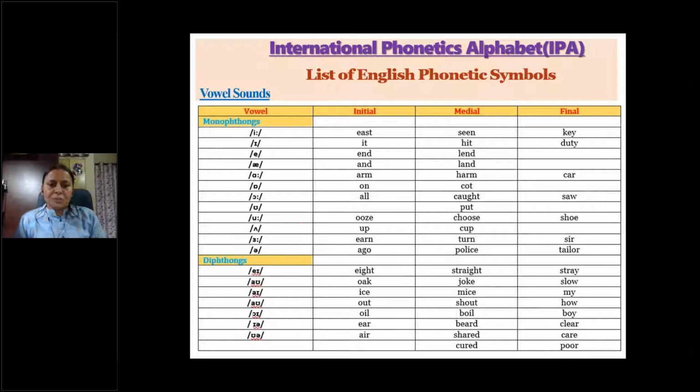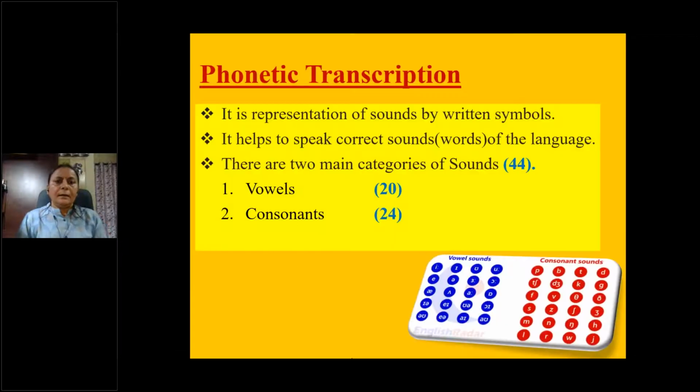As I mentioned earlier, we have 44 sounds, and these 44 sounds are divided into two subcategories: vowel sounds and consonant sounds. We have 20 vowel sounds in English, and the remaining 24 are the consonant sounds. So it is not that difficult.